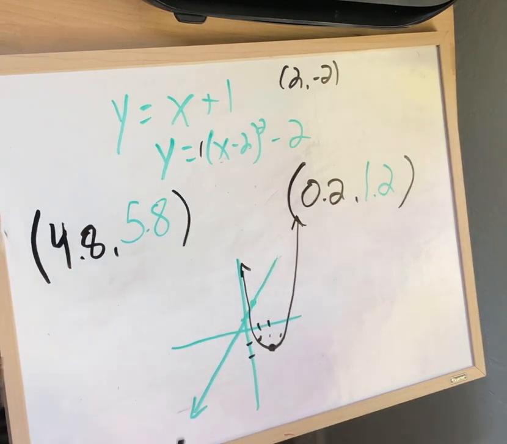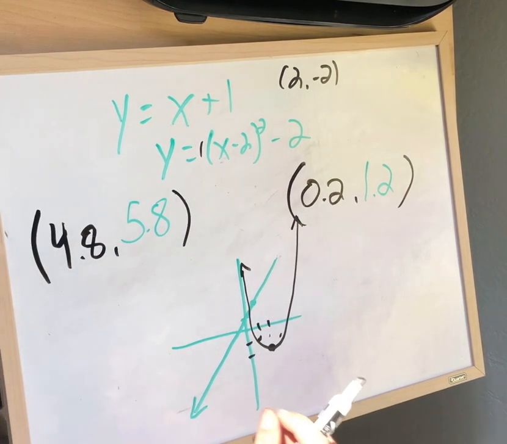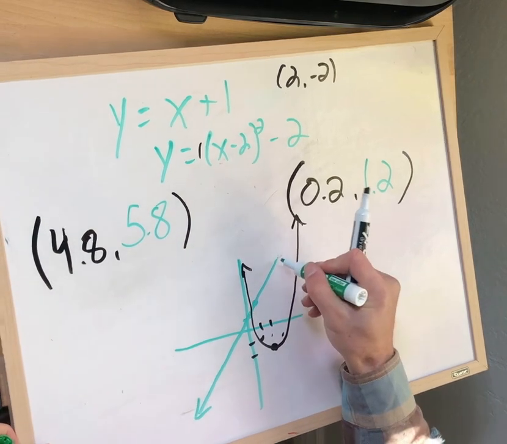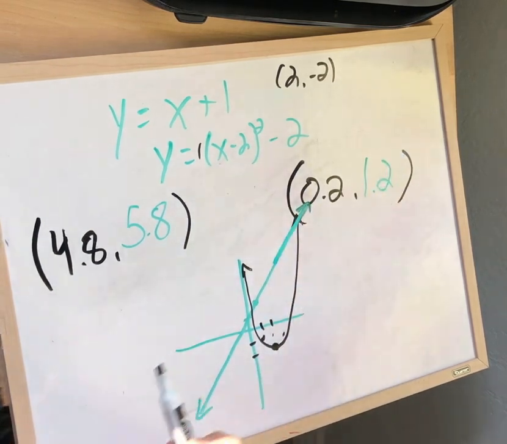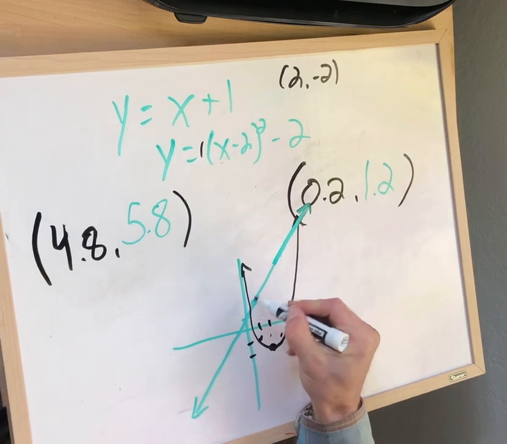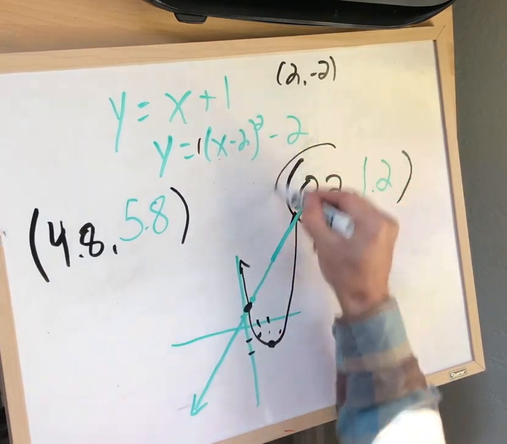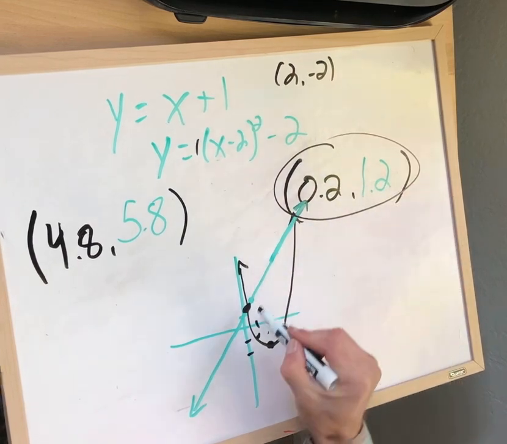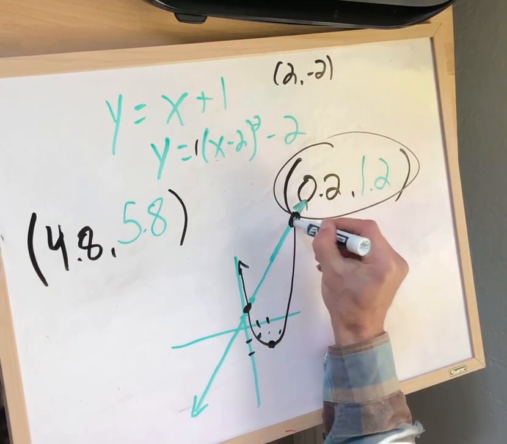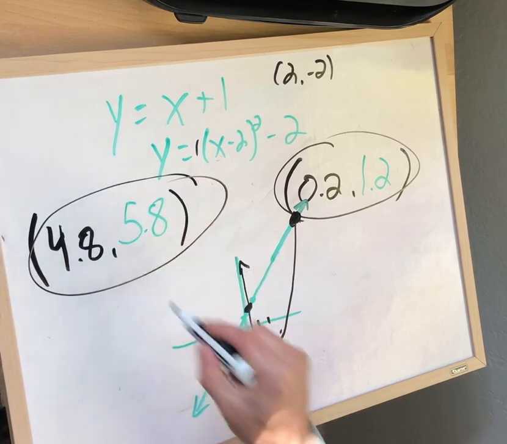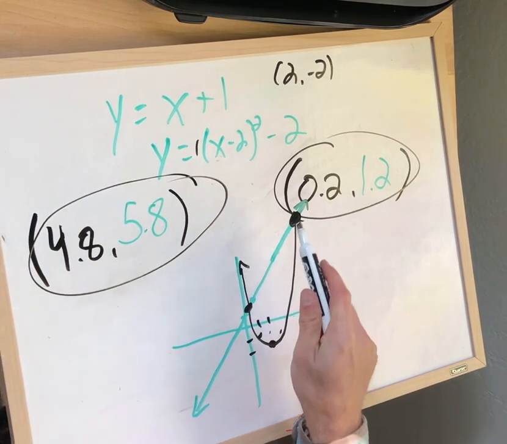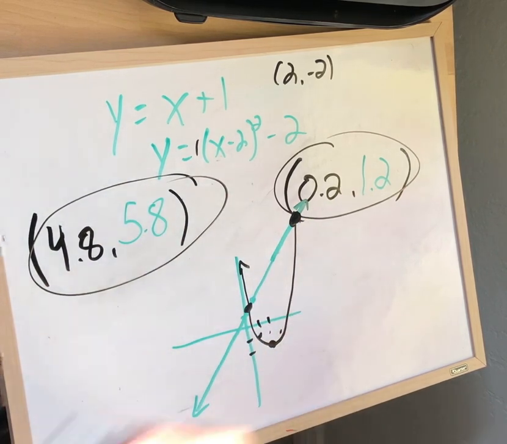So that means, look, if I continue this line going up more, this point of intersection looks like it's going to be this one, 0.2 and 1.2 right here. And then this point of intersection right here, it looks like it's going to be, because it's further over on my x, further up on my y, 4.8 and then 5.8. Those are my 2 points of intersection. You don't have to graph this. Mathematically, you have to understand how it's done.